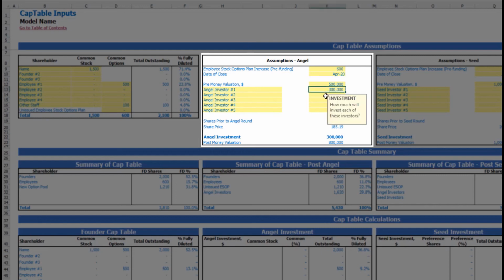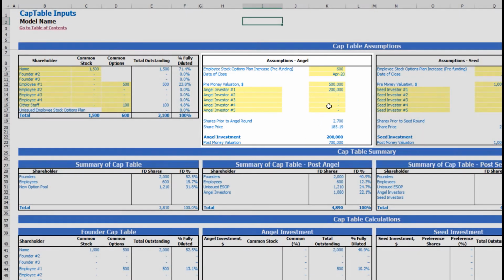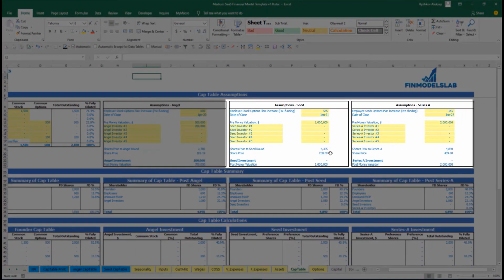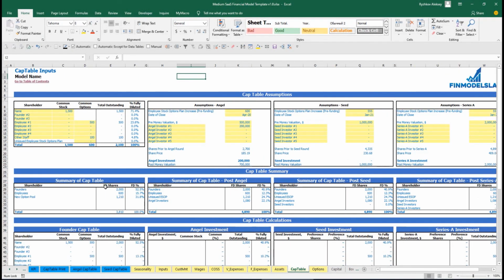You have up to 5 angel investors or investor groups. You can input some amounts of funding. Below you may see the calculation of shares prior to angel round, the average share price, the sum of angel investment and post-money valuation based on the pre-money valuation and equity round. Exactly the same structure for the seed round and for the Series A round. Below you may see some summary charts and tabs.